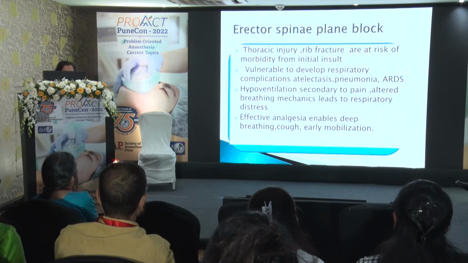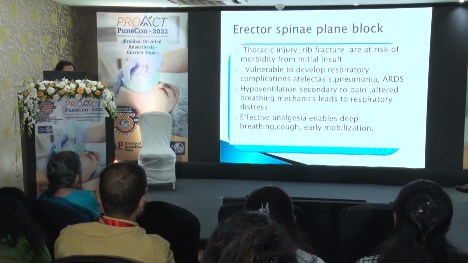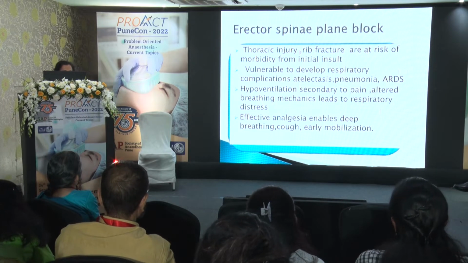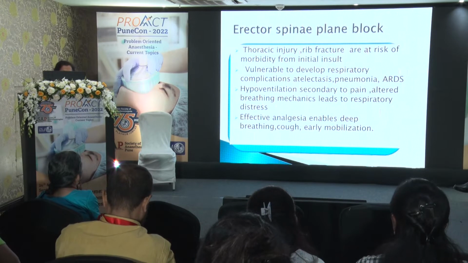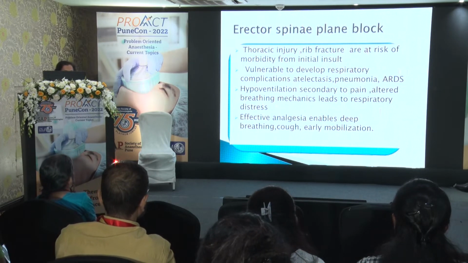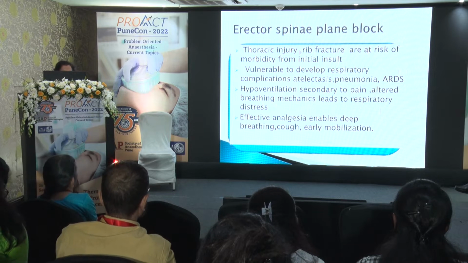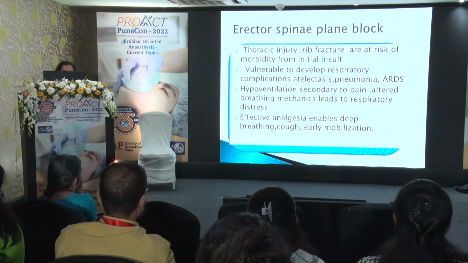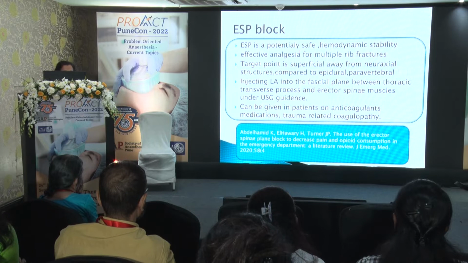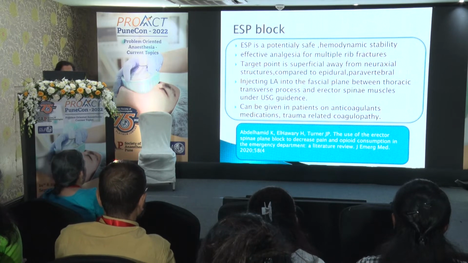So this erector spinae block can be used in thoracic injury, in rib fractures, multiple rib fractures. These patients are vulnerable to developing respiratory complications. Effective analgesia will enable deep breathing, coughing, and early mobilization. It is safe and provides hemodynamic stability. It is effective for multiple rib fractures.